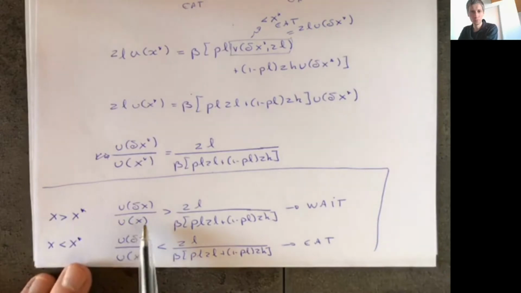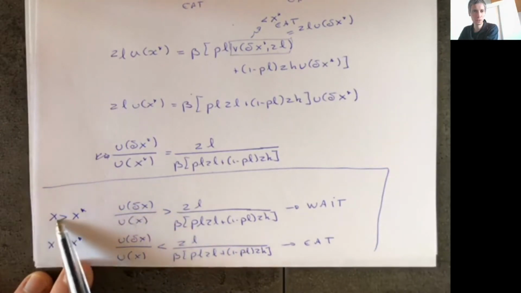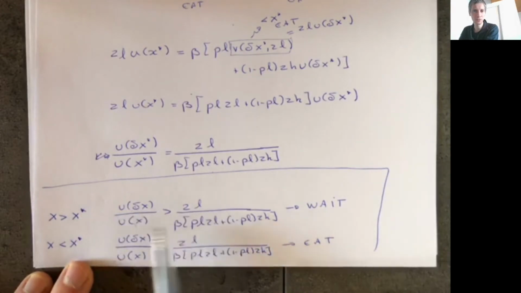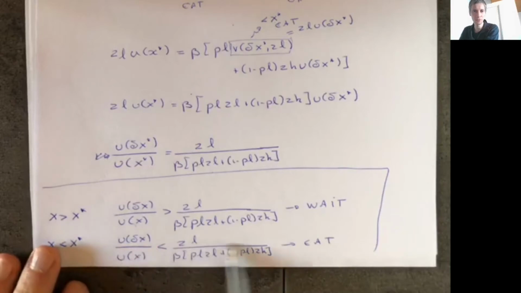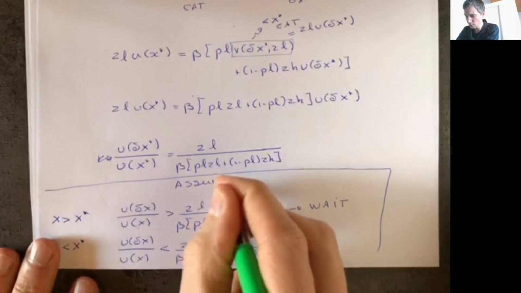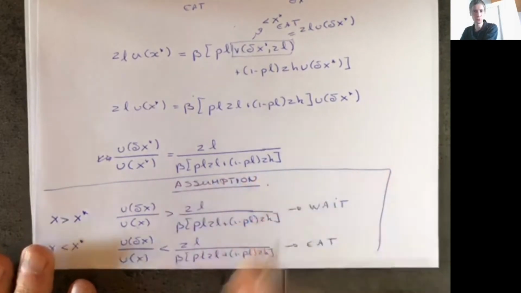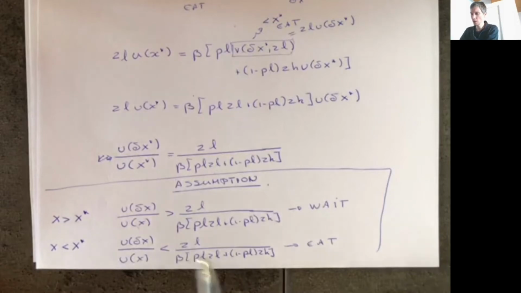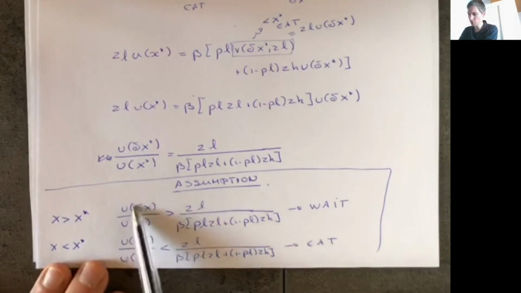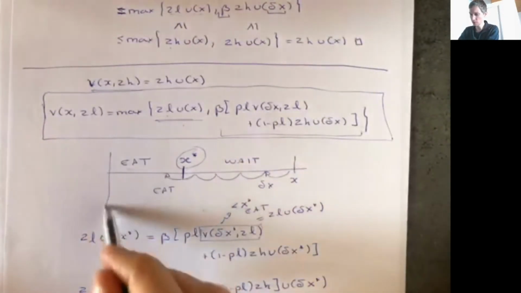Observe that it's not always the case that for any utility function u, I can find an x star such that if x is bigger than x star, then this is satisfied, and if x is smaller than x star, this is satisfied. So this is an assumption that we're going to make on the utility function. But we will show that if the utility function u satisfies this property, then this will be the optimal decision rule.